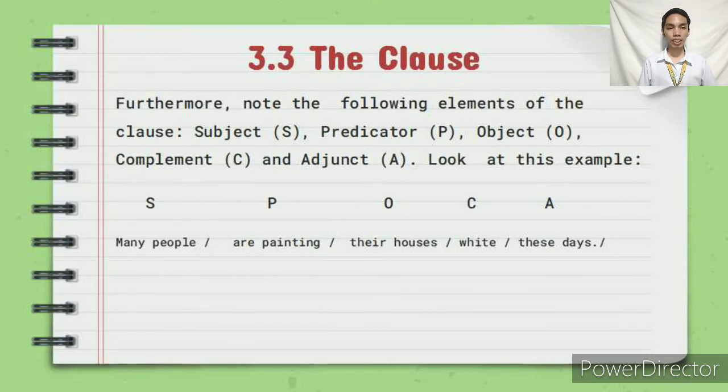Furthermore, note the following elements of the clause. First, subject, second, predicator, third, object, fourth, complement, and lastly, adjunct. So here is our example. Many people are painting their houses white these days. Many people is our subject here, are painting is our predicator, their houses is the object, white is the complement, and adjunct is these days.